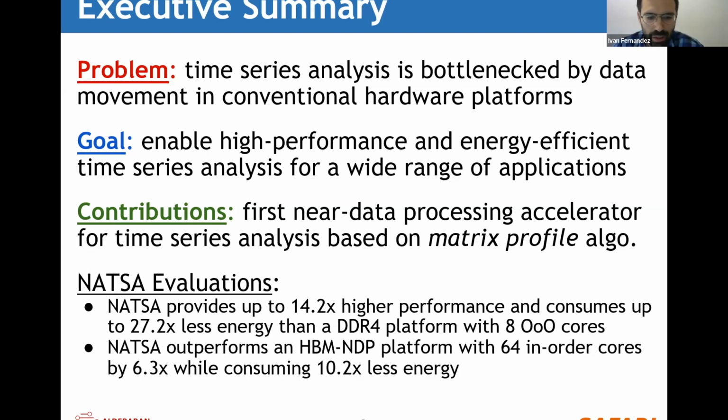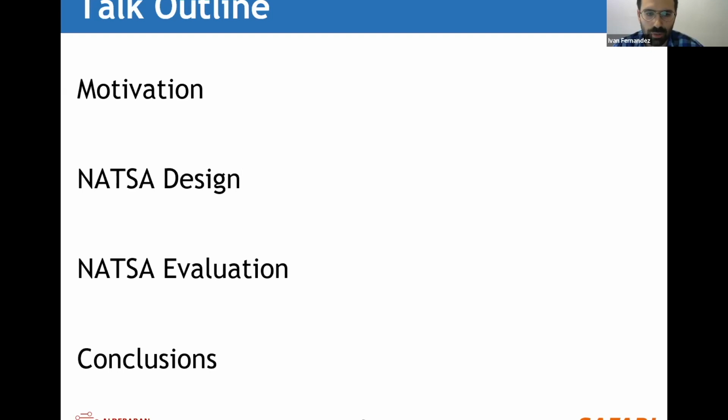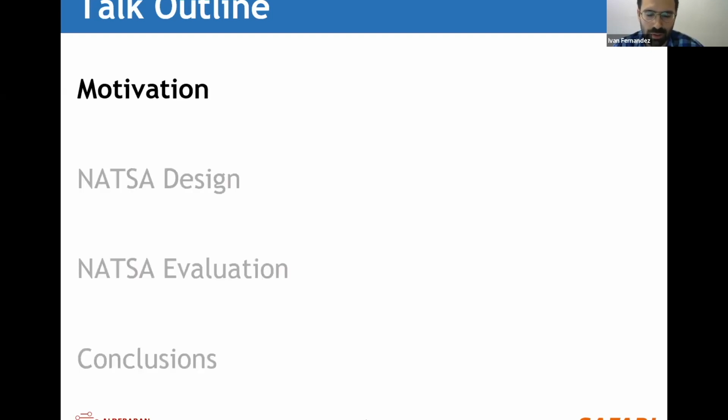And also, it outperforms an HBM NDP platform with 64 in-order cores by 6.3 times while consuming 10.2 times less energy. Here you can see the outline of the talk. So let's start with the motivation.